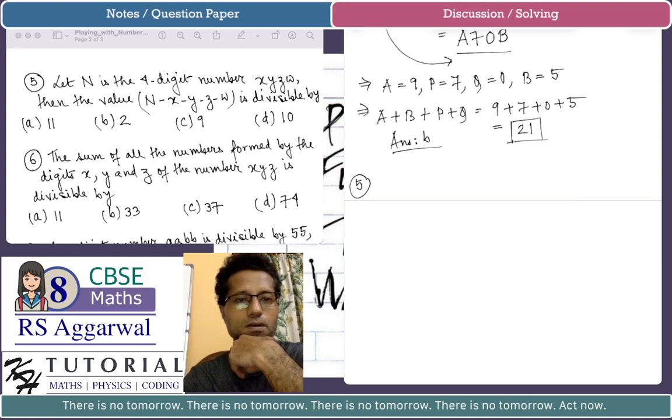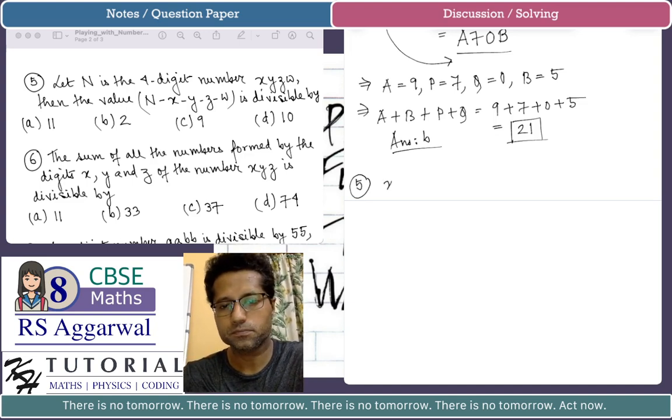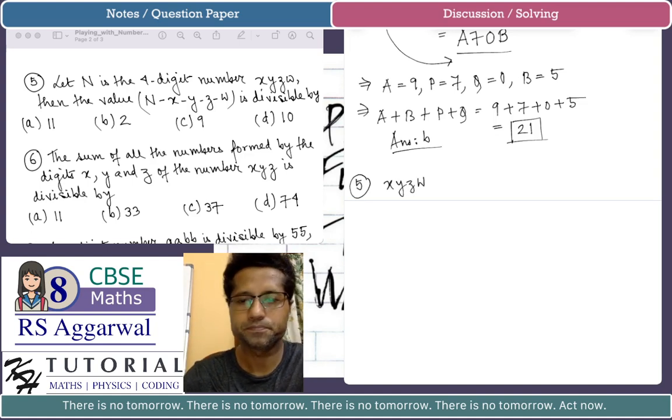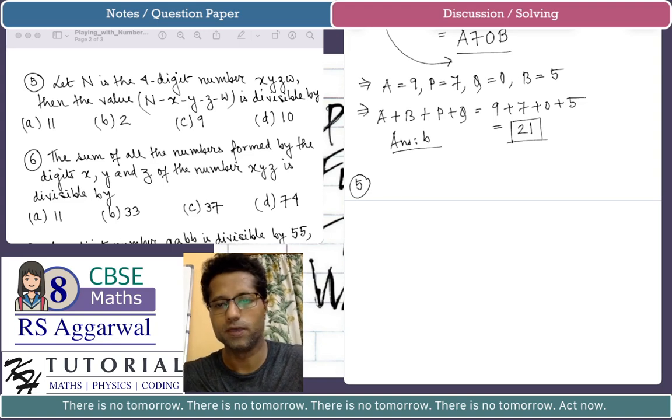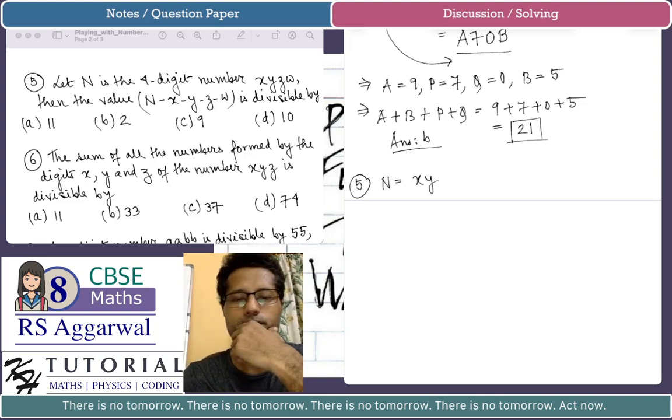The problem says, let n be the 4-digit number xyzw. So the digits are x, y, z, w. Then the value n minus x minus y minus z minus w is divisible by, okay. So the given 4-digit number is xyzw, which is equal to n. So n is a 4-digit number, and the digits are x, y, z, w.